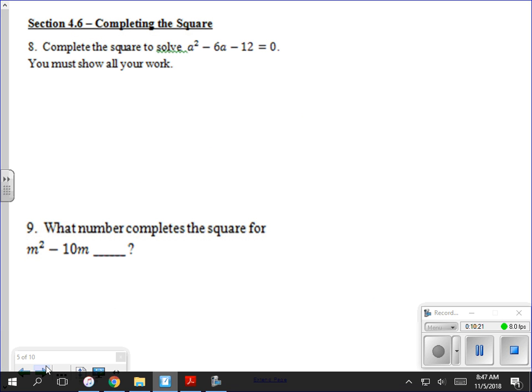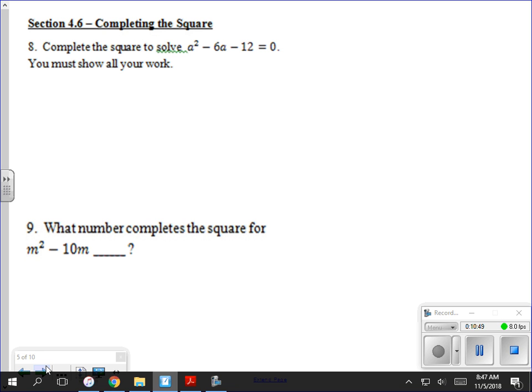Okay, completing the square. Complete the square to solve it. You must show all your work. Once again, you must use completing the square. I had a number of students in my 7th period class that on the worksheet that you were supposed to use completing the square to solve, they did half of them by factoring, and the other half they did by the quadratic formula. None of them by completing the square, so they got zeros on that worksheet. Okay, that will happen on the test too.